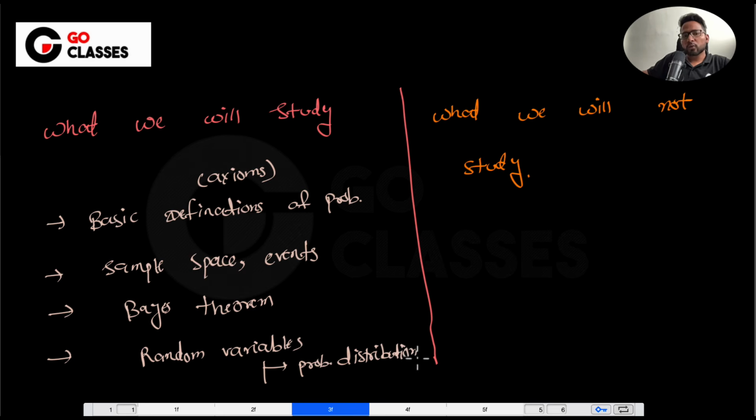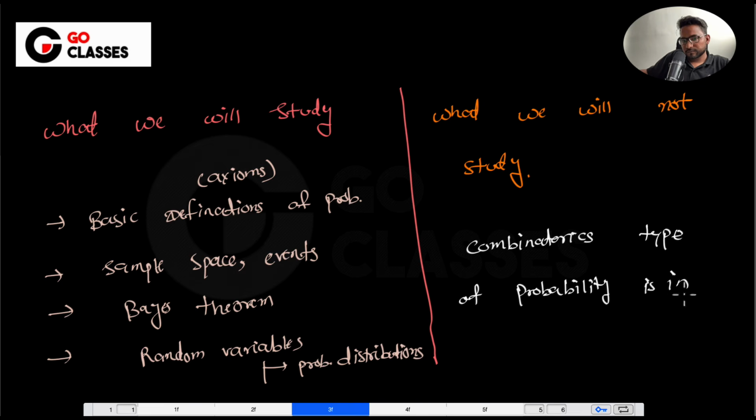But what are the things that we are not going to study in this particular course of engineering mathematics probability? We will not study the combinatorics type of probability. That we will study in discrete mathematics. So the combinatorics type of probability is in discrete mathematics. We are not going to study the combinatorics type of probability, but we will study the engineering mathematics related type of probability. I hope that is clear.